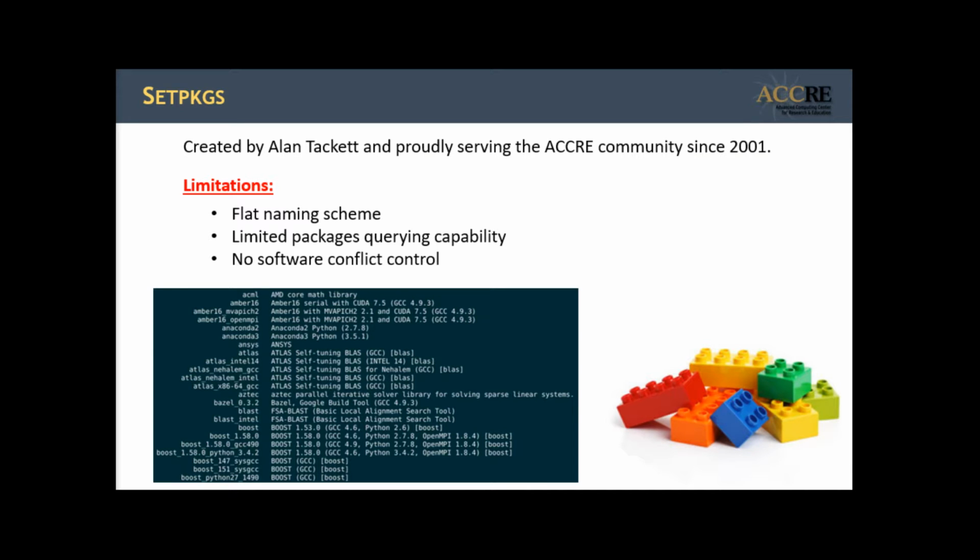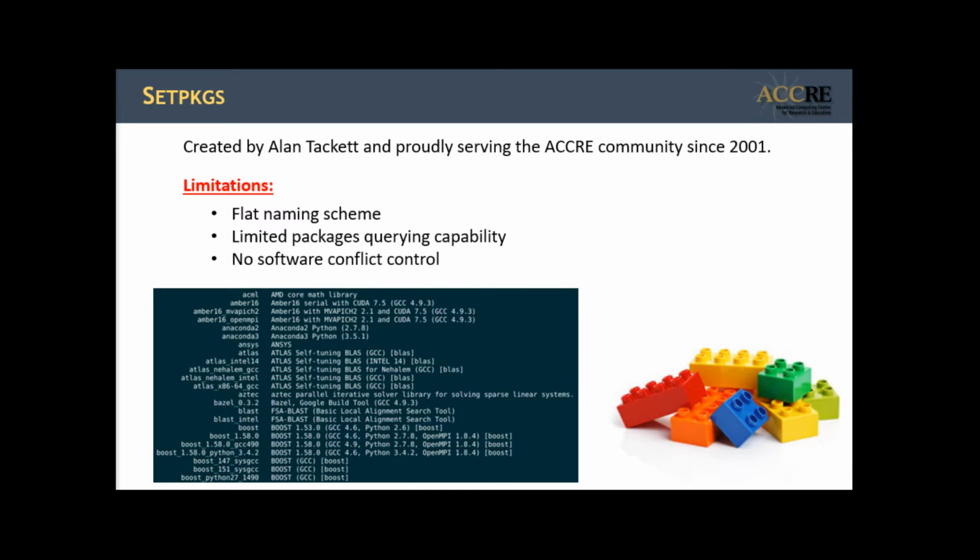Setpkgs works with a flat naming scheme. What does that mean? Well, as you can see over there, you have Boost, the version, Python, the version. So the name of each package has to contain the software, the version, and whatever it depends on. Okay?